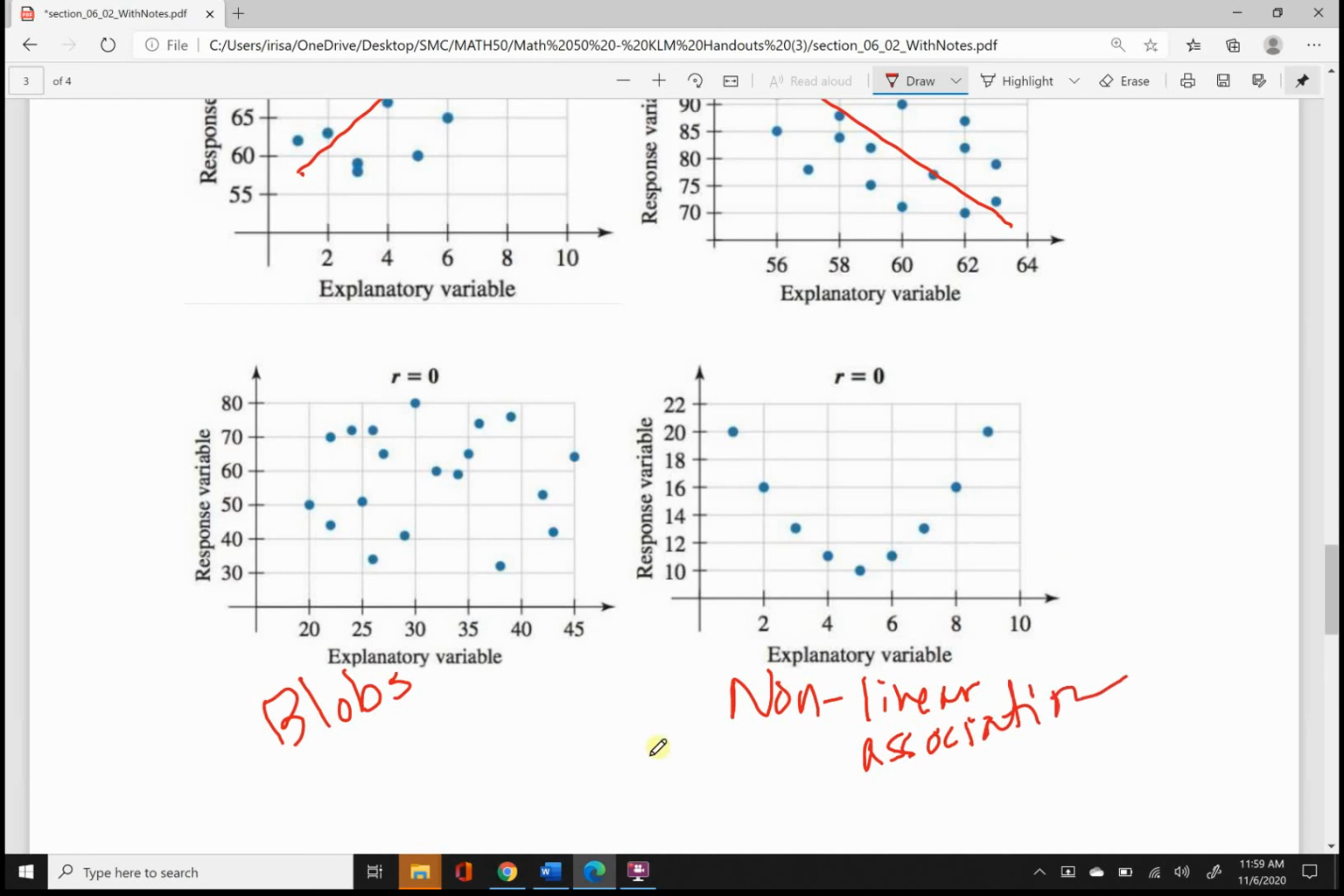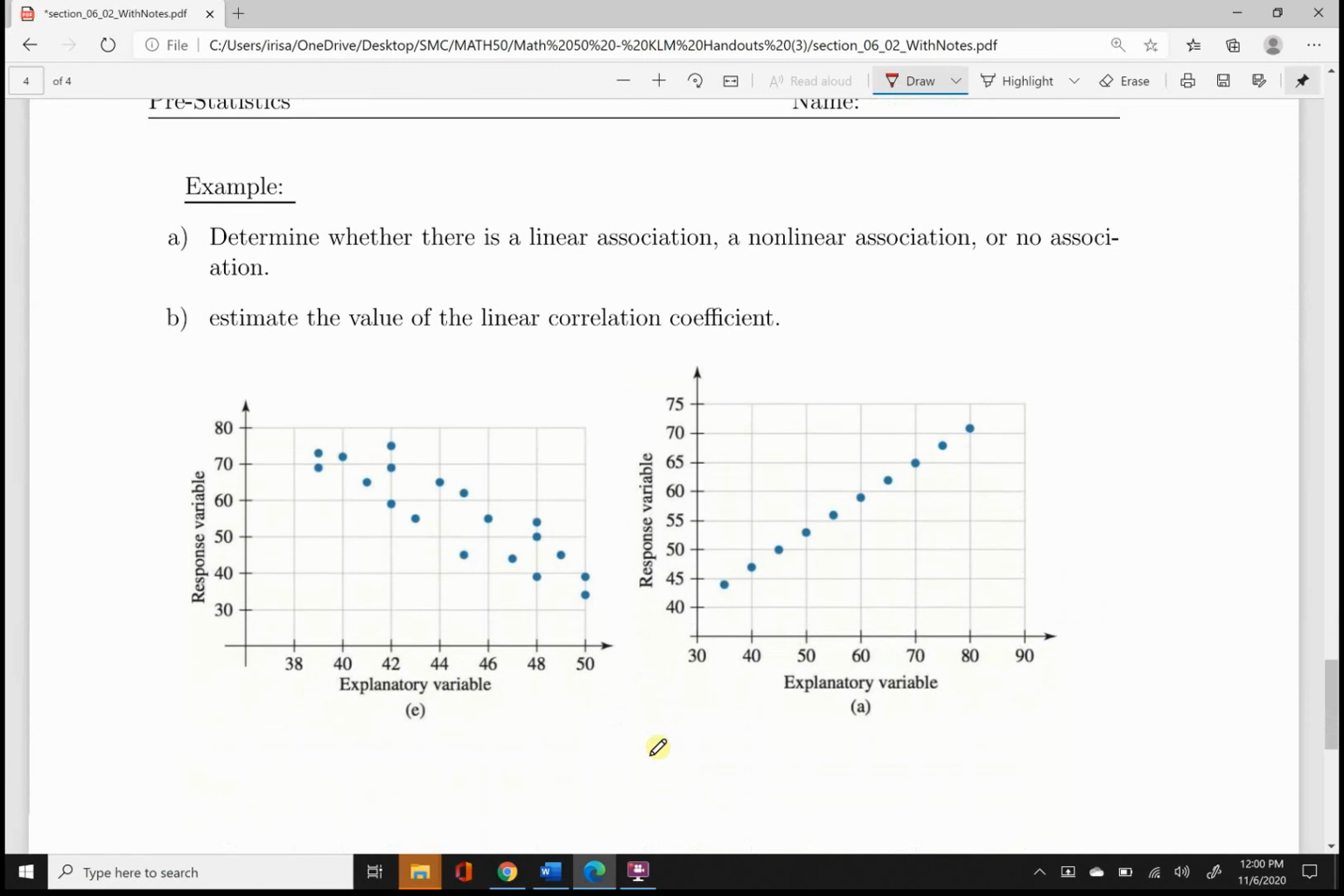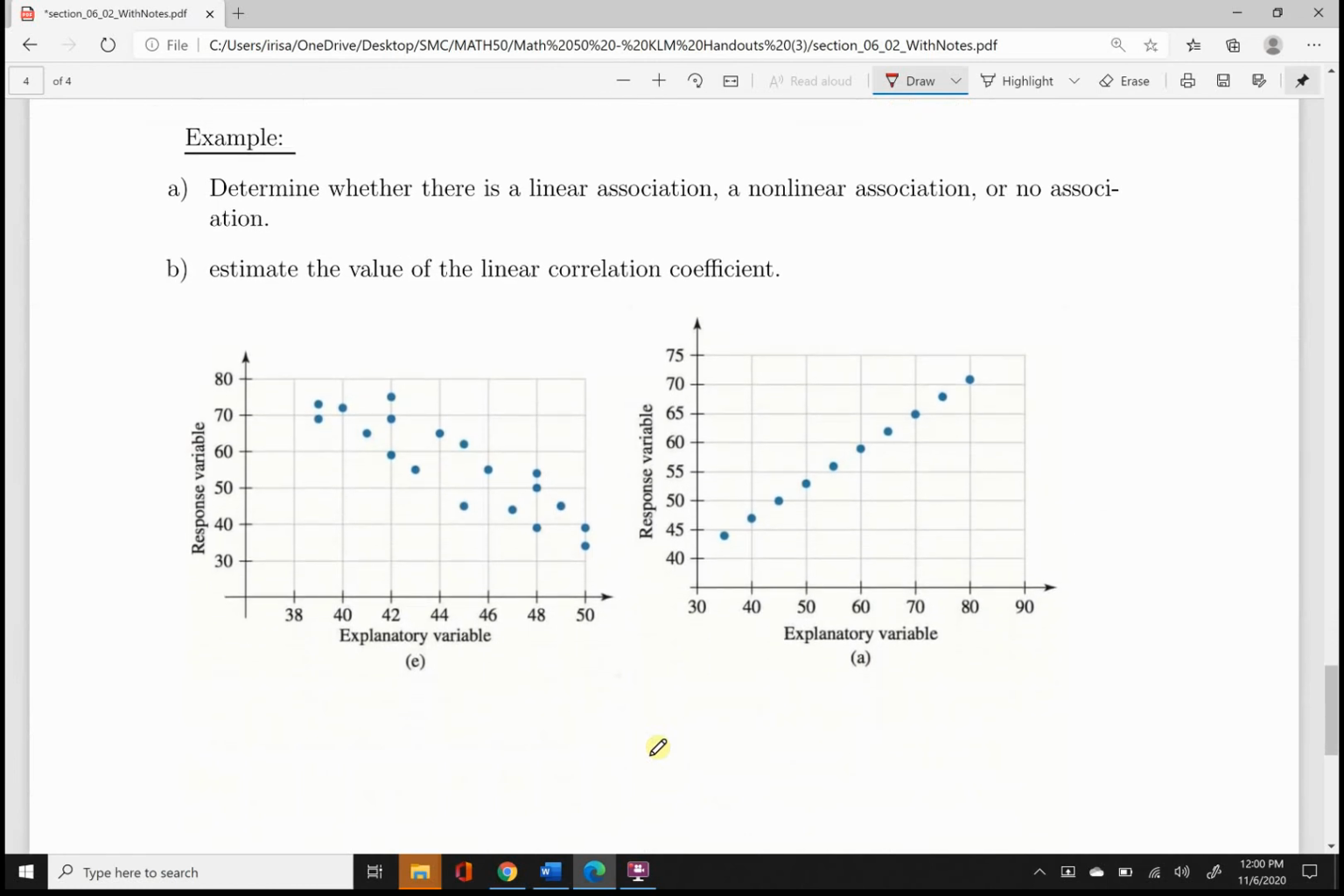Okay, great. Moving on. Now let's have an example. Let's determine whether there is a linear association, a nonlinear association, or no association at all. And then no matter what, we'll estimate the linear correlation coefficient R. So let's start with E, this first one right here.